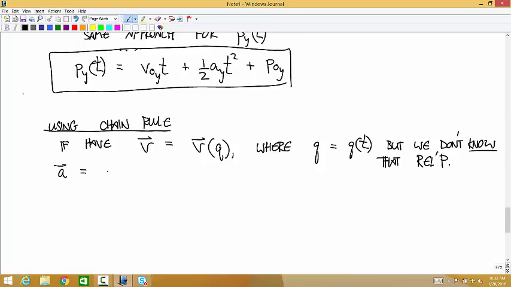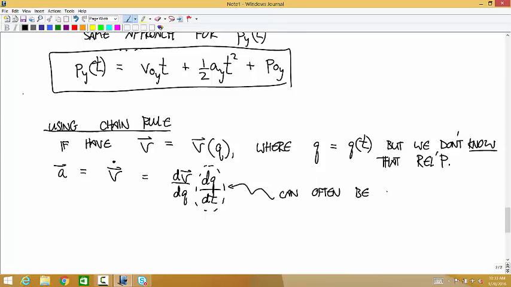So the acceleration is equal to the time derivative of the velocity. We'd like to just be able to take that time derivative, but we can't in this case. So instead, we're going to use the fact that dv dt can be written as dv dq times dq dt, where this can often be expressed as part of the velocity vector.